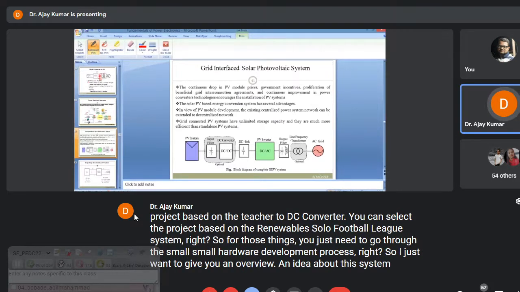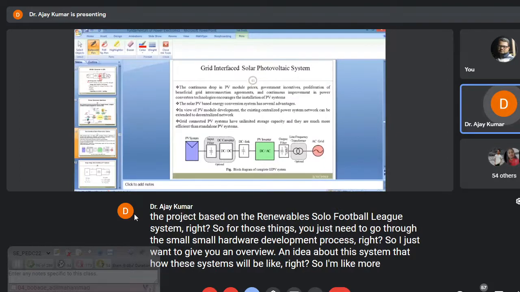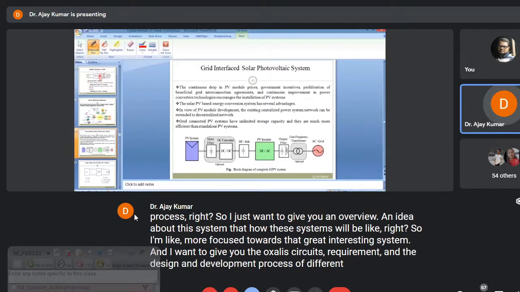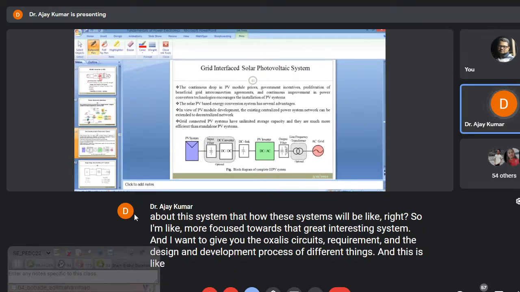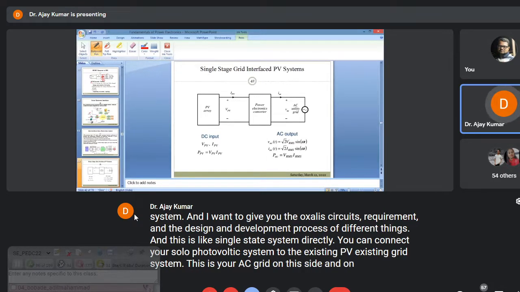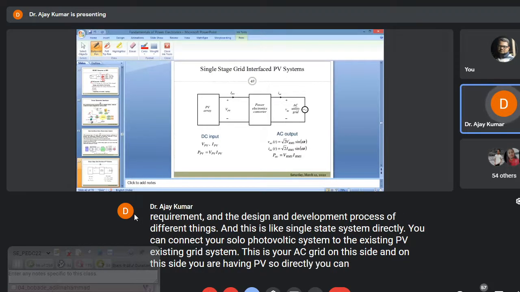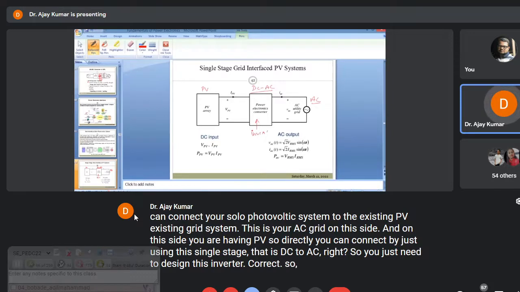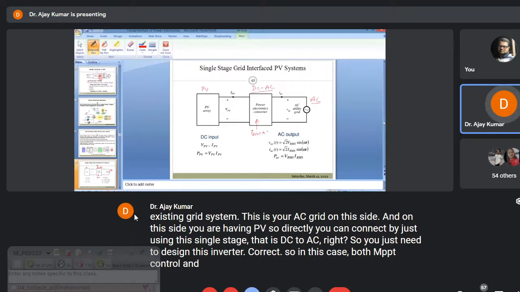So I just want to give you an overview and idea about how these systems are developed. I'm more focused on the grid interface solar photovoltaic system, and I want to give you the auxiliary circuit requirements and the design and development process of the different auxiliary circuits. This is a single stage system. Directly you can connect your solar photovoltaic system to the existing grid. This is your AC grid on this side, and on this side you have PV. You can connect directly using just this single stage, that is DC to AC, so you just need to design this inverter, correct? In this case, both the MPPT control and the inverter control will be handled by this inverter only, right?